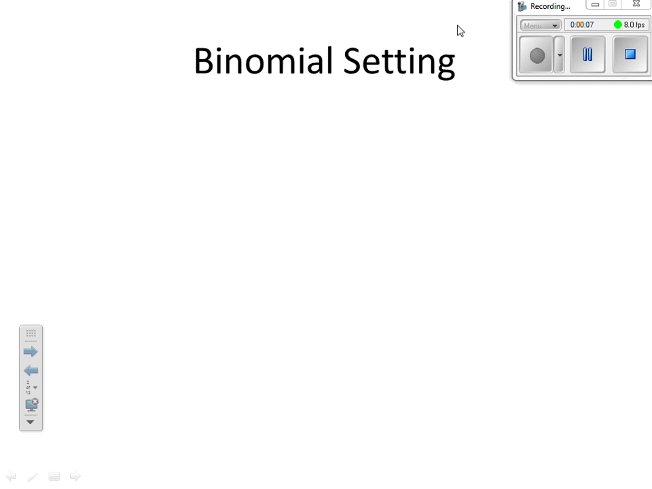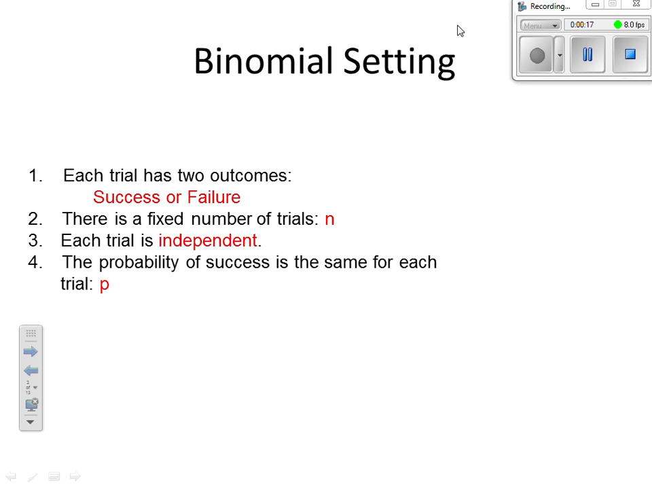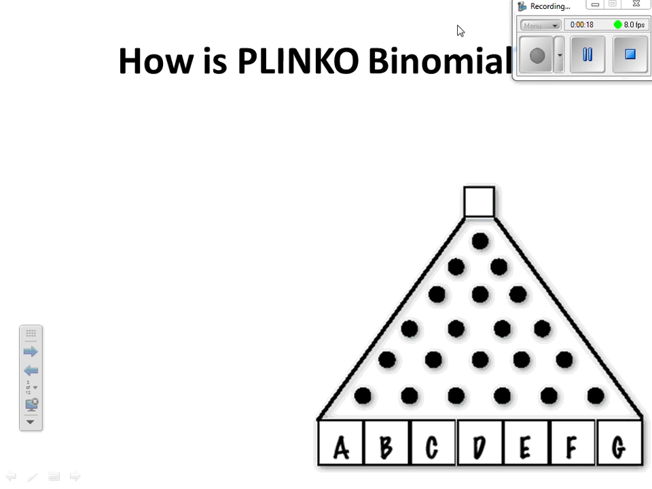Okay, so we'll look at a few examples of the binomial and geometric distributions. So recall that in a binomial setting, you have two outcomes, success or failure. We have a fixed number of trials. Trials are independent, and the probability of success is the same for each.